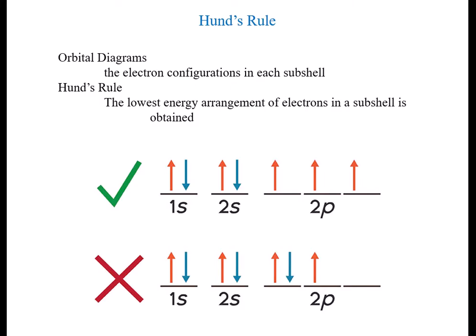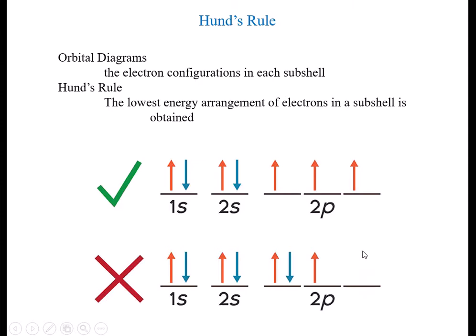Okay, so section 8.4 in the textbook has to do with Hund's rule, which has to do with doing orbital diagrams. Again, orbital diagrams just show the electron configuration with the electrons in each cell. Hund's rule says that the lowest arrangement of electrons in a subshell is obtained. So basically, I want to fill up in one direction prior to starting to pair my electrons. So this one is wrong because I put in this electron here prior to having filled up this orbital over here.